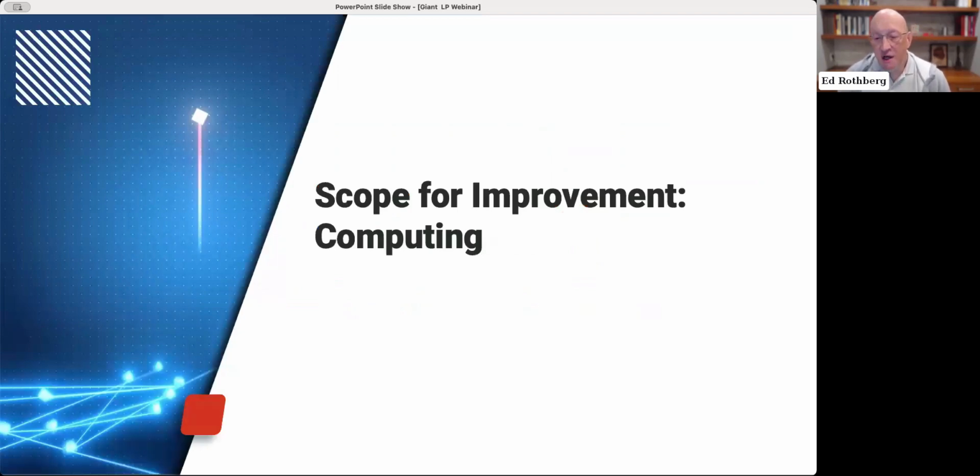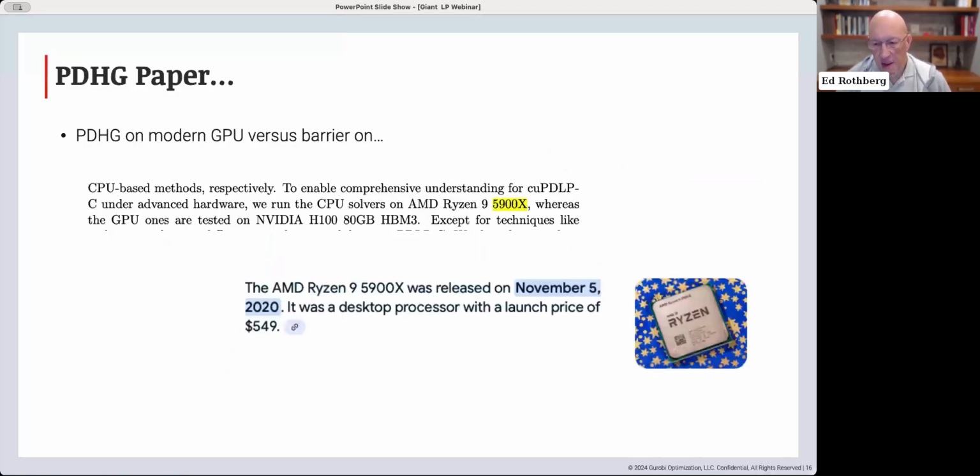All right, so I talked about scope for improvement from a model point of view. Now I want to talk about scope for improvement from a computing point of view. Basically, what can we get from applying faster, better computing resources? And before I start with that, I have a bit of a bone to pick with a few recent papers and a recent blog post talking about PDHG.